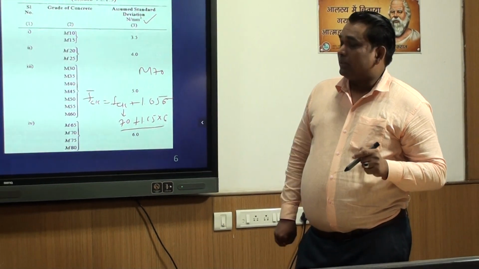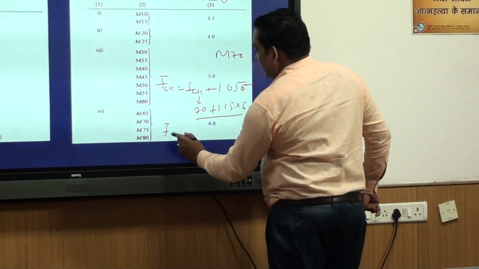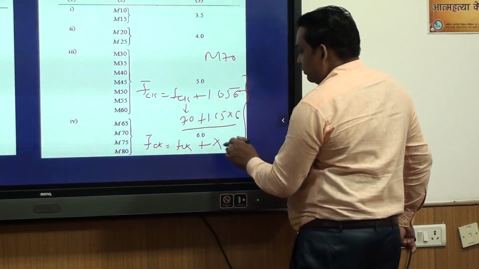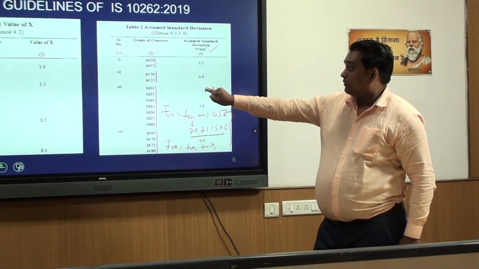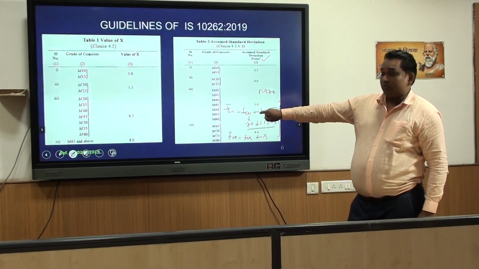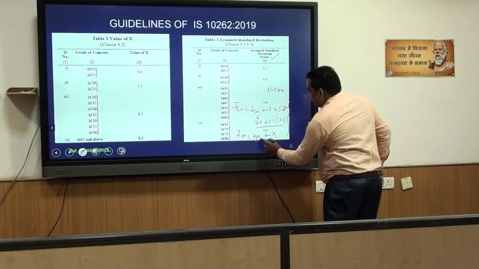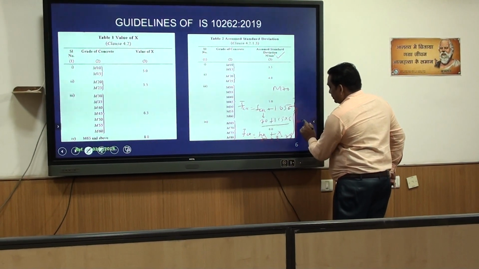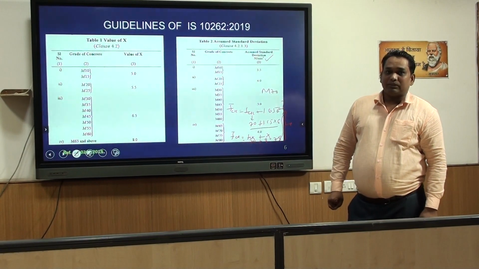But in this code another formula has been included for target compressive strength: f'ck equal to fck plus X. So this new factor has been included. The value of X we take from this table, Table 1: for M65 and above, we take the value of X as 8. So for this we can say 70 plus 8, it will be 78. Out of these two, whichever is the maximum value will be the target compressive strength.